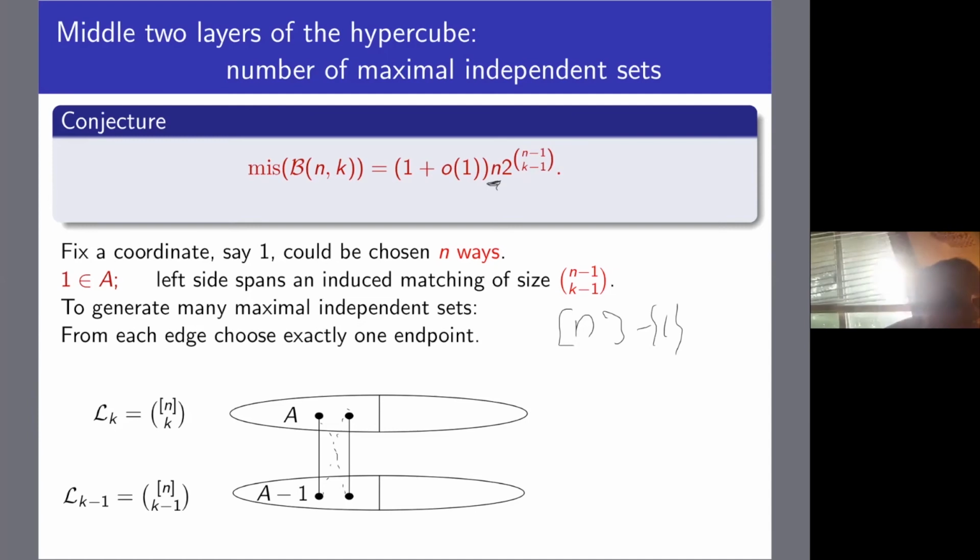And now how to count maximal independent sets. For each edge, I choose either the top endpoint or the bottom endpoint. So it gives this 2 to the n minus 1 choose k minus 1 factor. And I have the free choices because this was an induced matching. And for the rest of them, I just fill in anyway I want, or forced. And I generate this many different maximal independent sets. So this is the lower bound. And Ilinka and Kahn conjectured that this way we can generate most of the maximal independent sets. Any question on this construction?